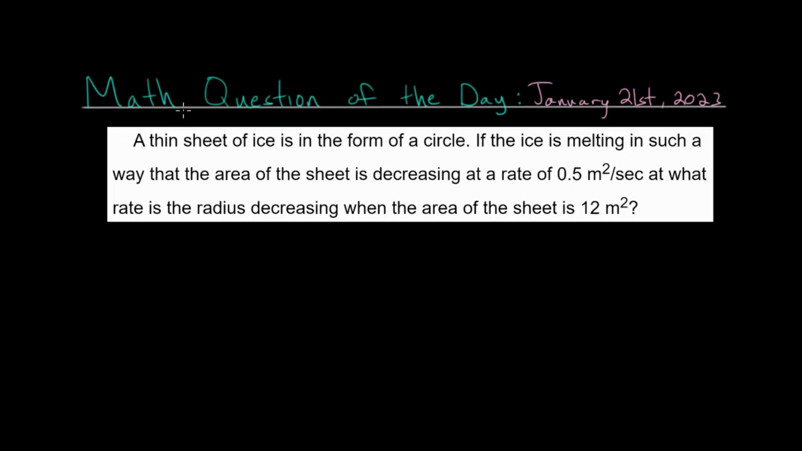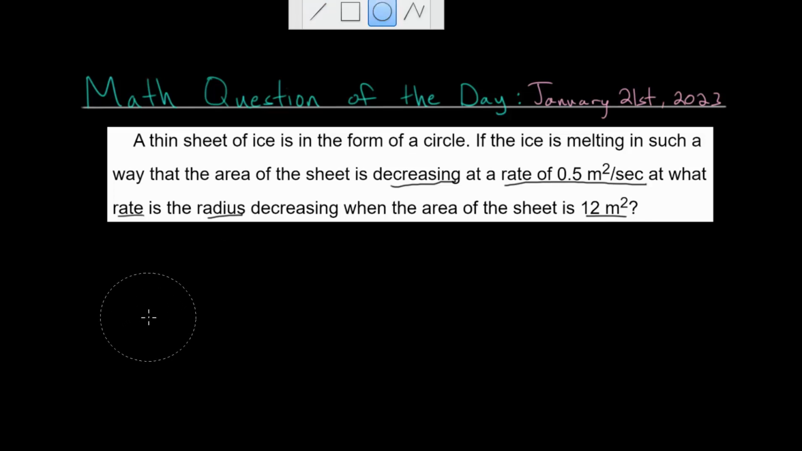So with this problem, we have a thin sheet of ice that's in the form of a circle. If the ice is melting in such a way that the area of the sheet is decreasing at a rate of 0.5 square meters per second, at what rate is the radius decreasing when the area of the sheet is 12 square meters? So there's a lot going on in this problem, but we can draw a simple picture.